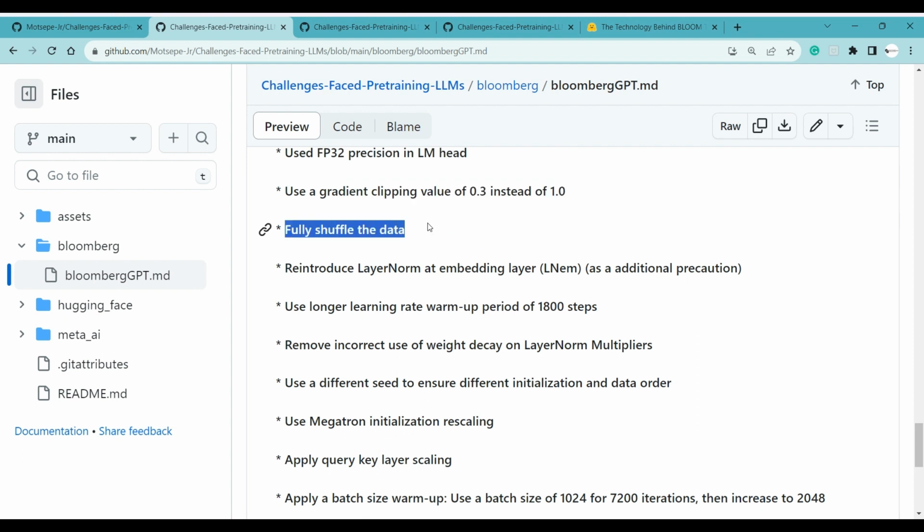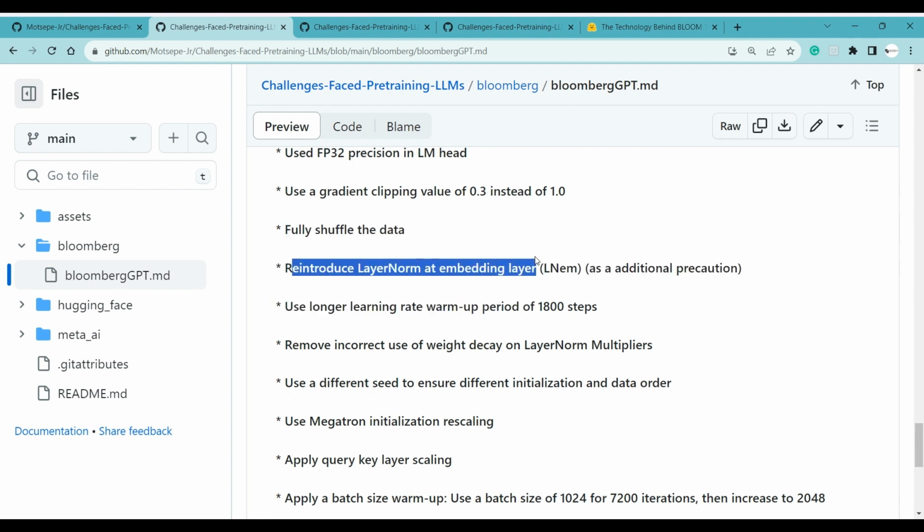So instead of doing that chronological order sort thing, they thought, okay, we want to stabilize the loss from the get-go. So we're going to try to shuffle the data, all of it. We're not going to sort it or do that curriculum learning that we spoke about. So yeah, they reintroduced the layer norm at the embedding layer.